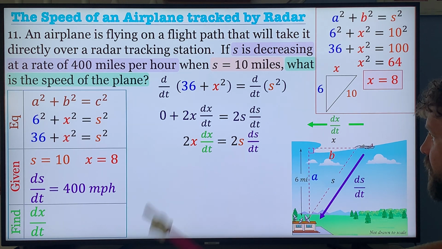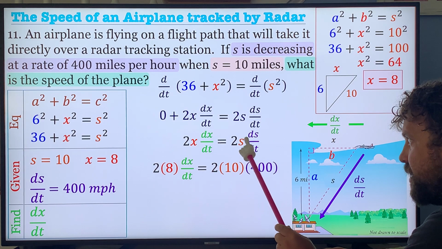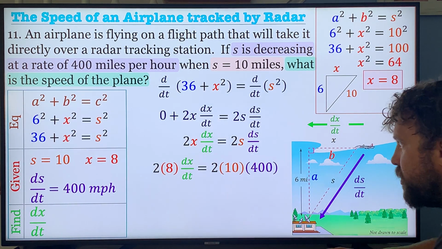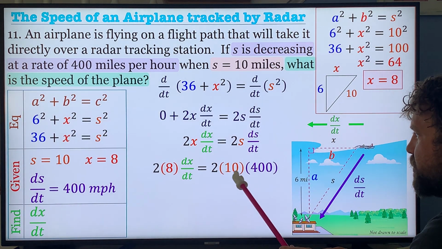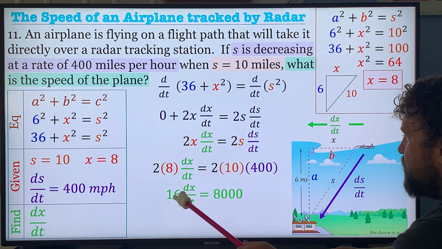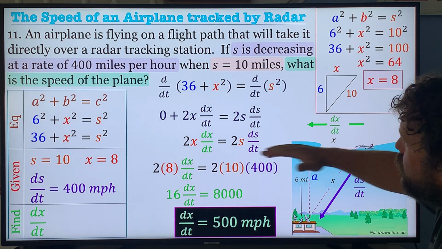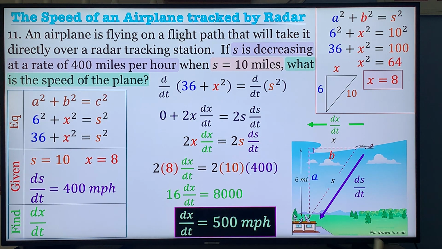Now we're going to plug in some stuff. X is 8. dx/dt we don't know. S is 10. ds/dt is 400. 16 equals 8,000. dx/dt equals 8,000. 8,000 divided by 16 is 500 miles an hour. So the plane is going 500 miles an hour. All right. Whew. That's pretty easy, right?